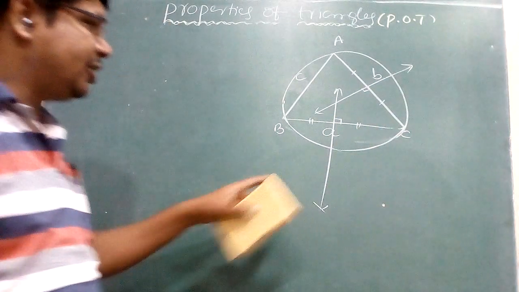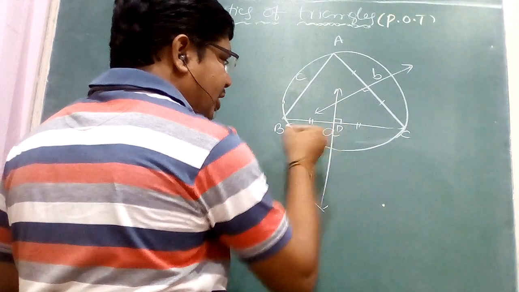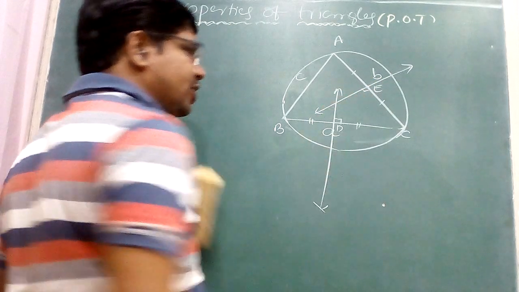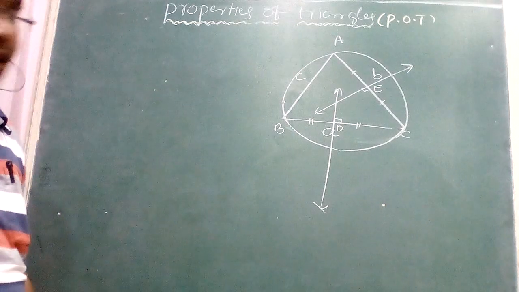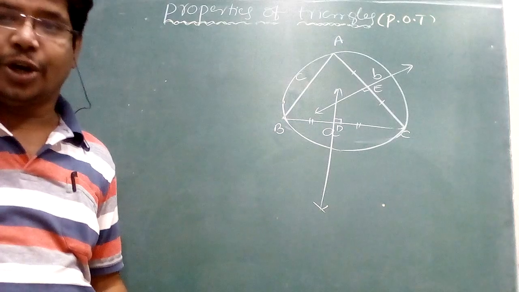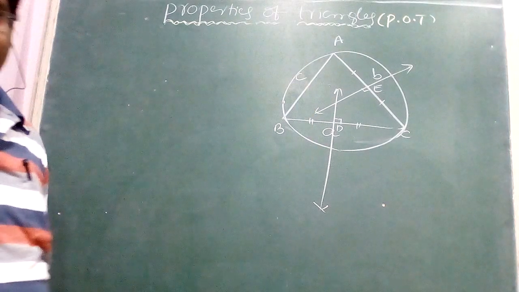This means these two lengths are equal. Then this point you can take as D, and this point E. The point of intersection of two perpendicular bisectors. Suppose you take one more also. That is the point of concurrence of three perpendicular bisectors.